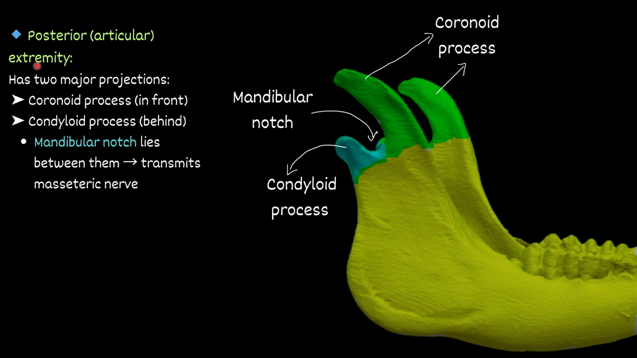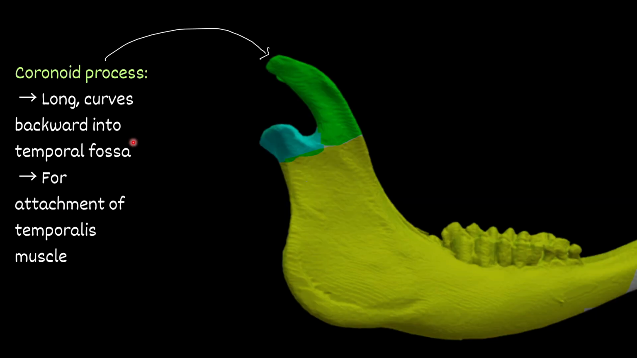The posterior or articular extremity has two major projections. The coronoid process is in front, and behind it you will find the condyloid process. Between the condyloid process and the coronoid process you will find a notch, called the mandibular notch, which transmits the masseteric nerve. The prominent coronoid process comes backward into the temporal fossa for the attachment of the temporalis muscle.